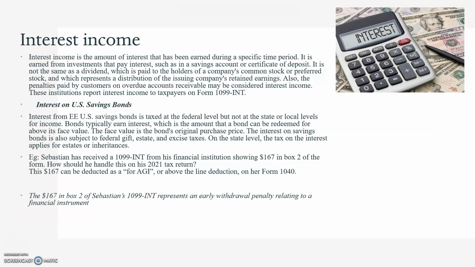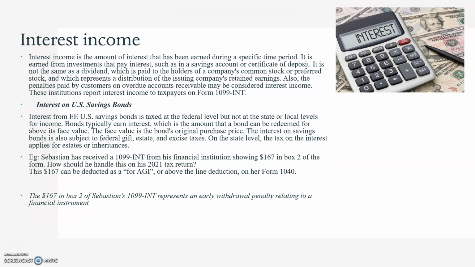Interest income. Interest income is the amount of interest that has been earned during a specific time period. It is earned from investments that pay interest, such as a savings account or a certificate of deposit. It is not the same as a dividend, which is paid to the holders of a company's common stock or preferred stock, and which represents a distribution of the issuing company's retained earnings. Also, penalties paid by customers on overdue accounts receivable may be considered interest income.